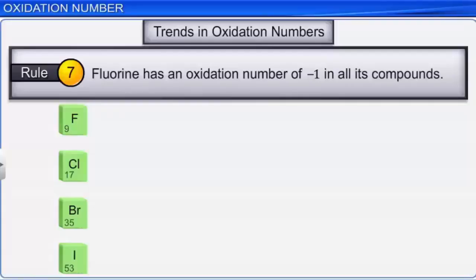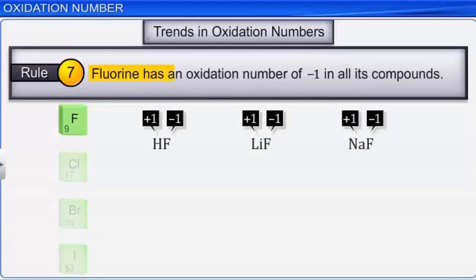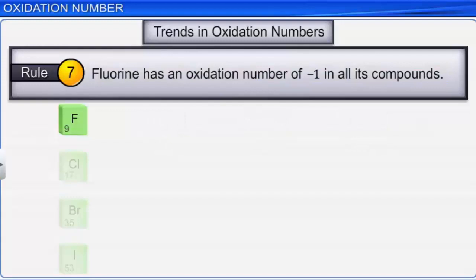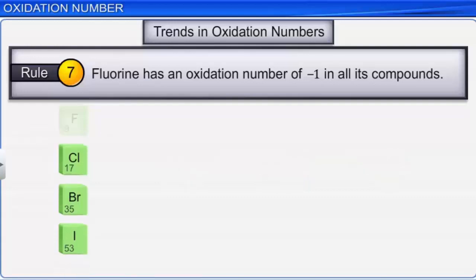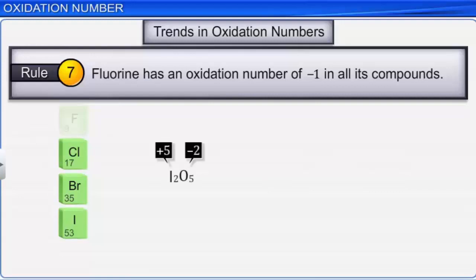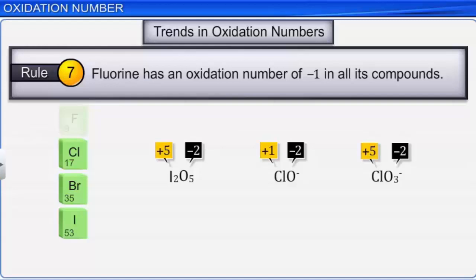According to the seventh rule, fluorine has an oxidation number of -1 in all its compounds. Other halogens such as chlorine, bromine, and iodine also have oxidation number of -1 when they occur as halide ions in their compounds. But when they combine with oxygen to form oxoacids and oxoanions, they have positive oxidation numbers.